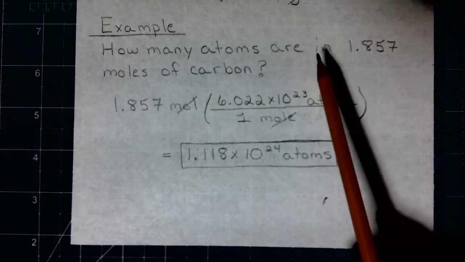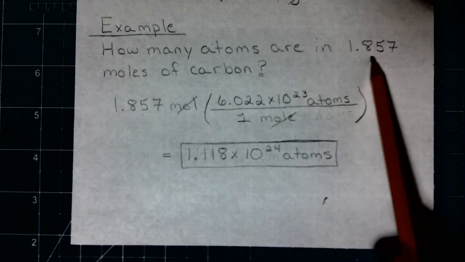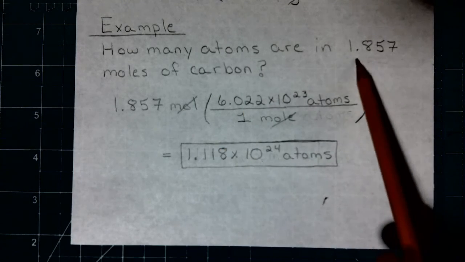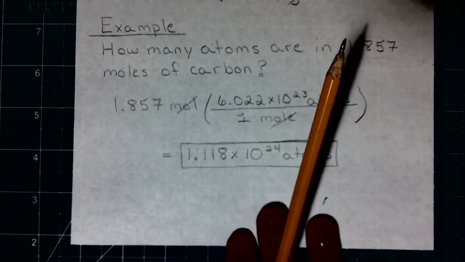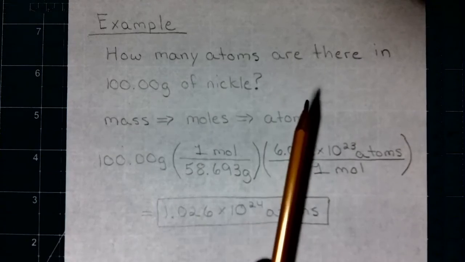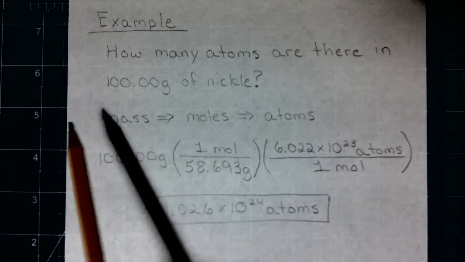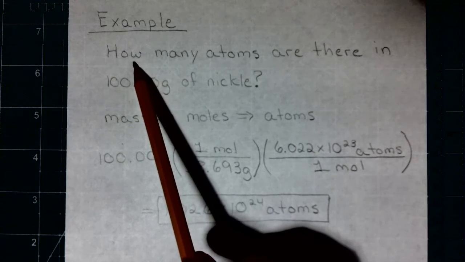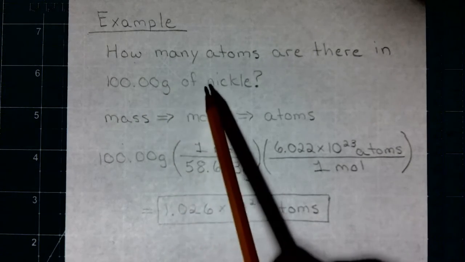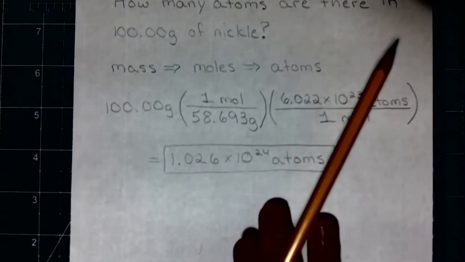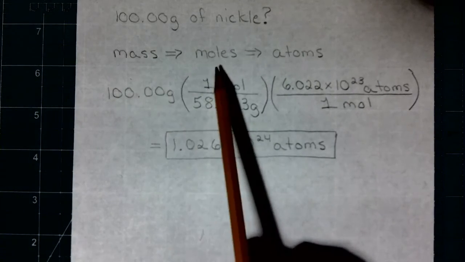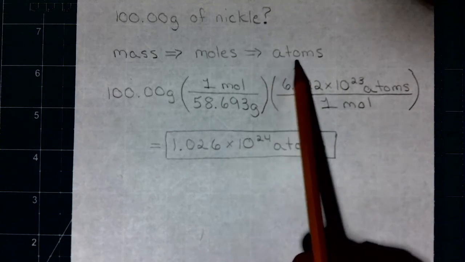Now, if we had been given this problem where we had mass, we would have had to use the actual fact that we had carbon to determine the number of moles of carbon that we had. So let's take a look at an example where we're going to do just that. In this question, we're asking how many atoms are there in 100.00 grams of nickel. So in these types of problems, we're going to have to go from mass to moles and then to atoms.